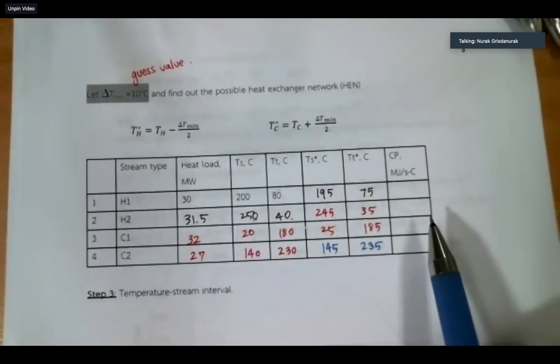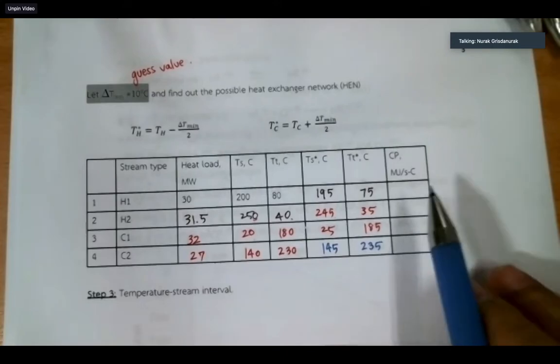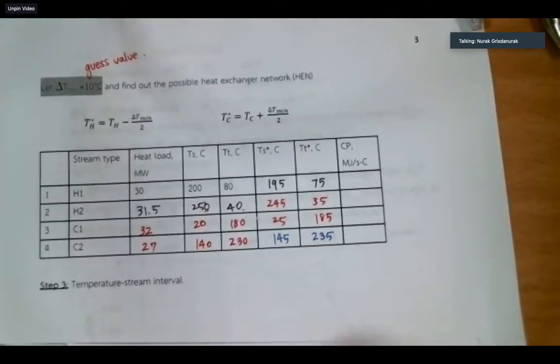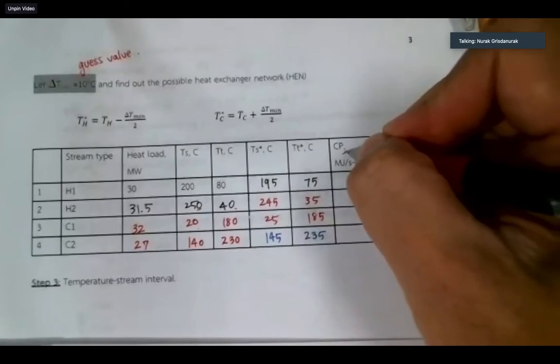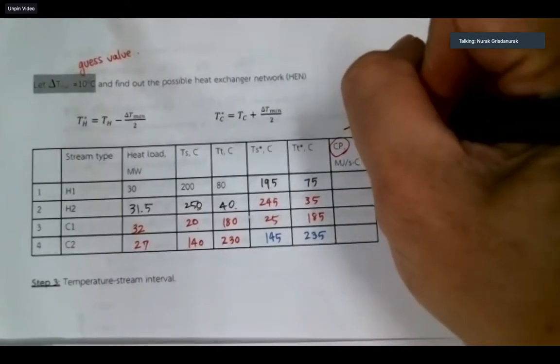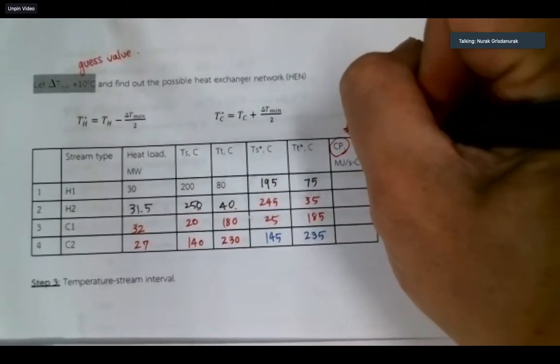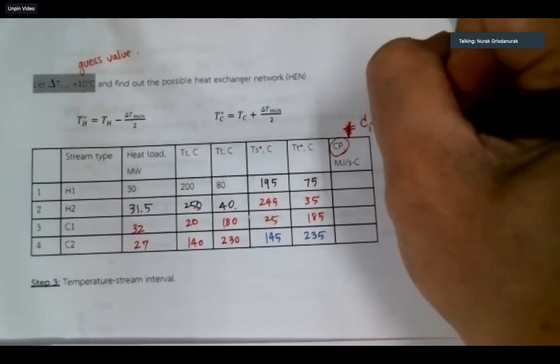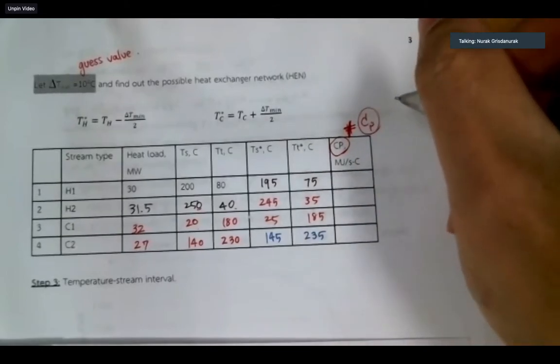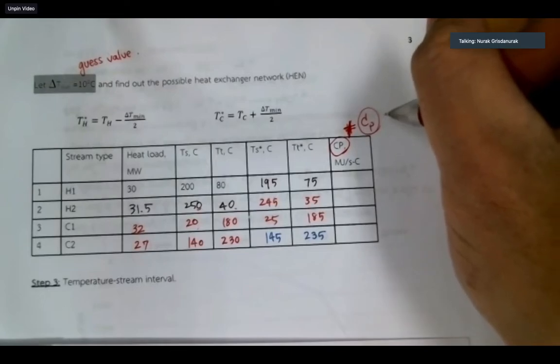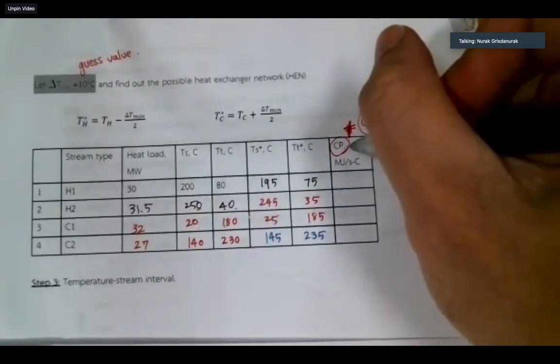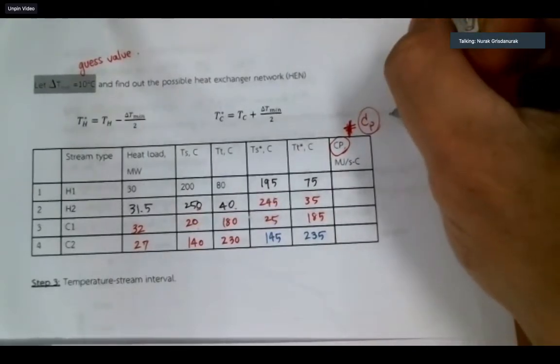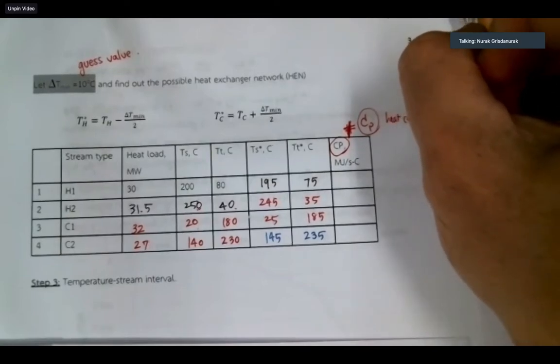One more column that I have to work with. What they call CP. This is heat capacity, right? Heat capacity.